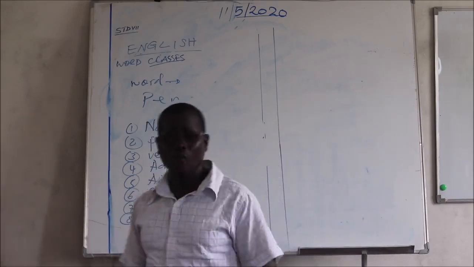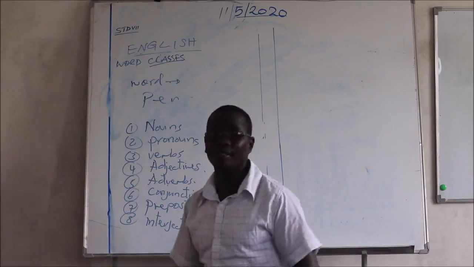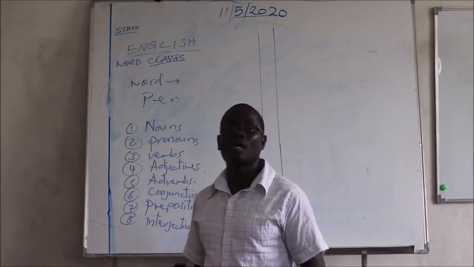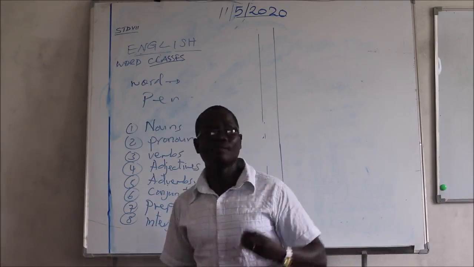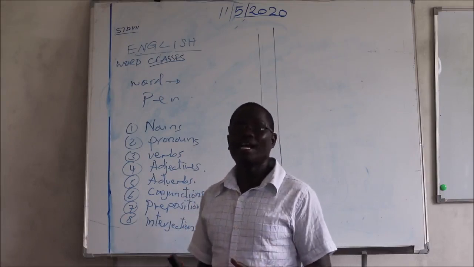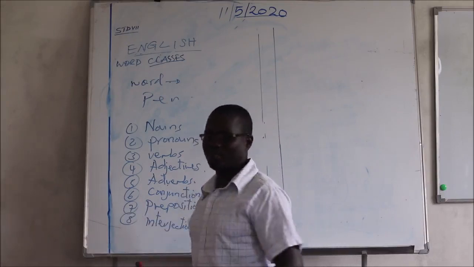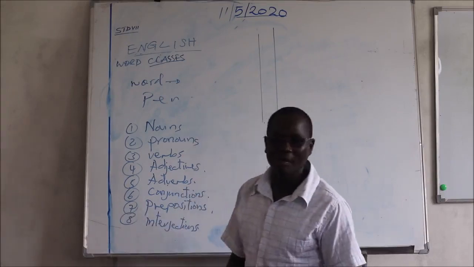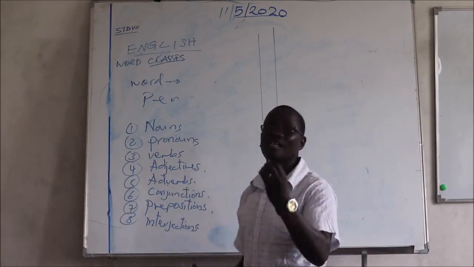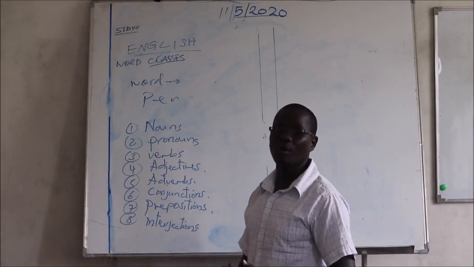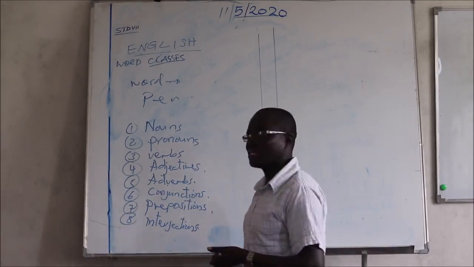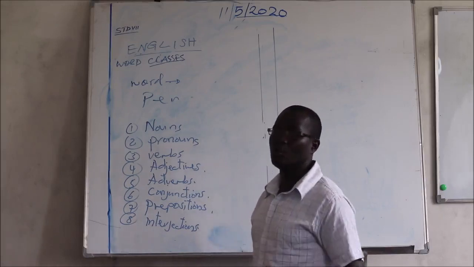When we talk of a noun, we mean a word that gives a name to people, to a place, or to something. A noun is simply known as a naming word, and we call it that depending on the function it has. It has the function of giving names to people, to places, and to things.